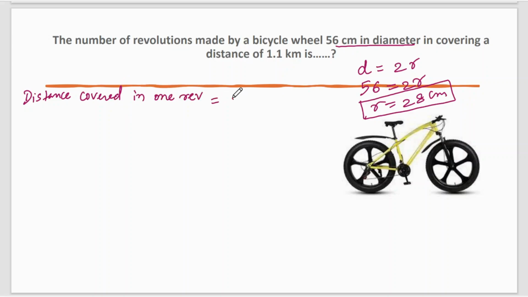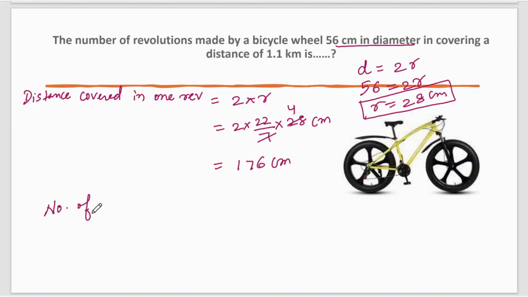Distance covered in one revolution is equal to 2 pi r. I will get 2 into, taking pi as 22 by 7, and r we have calculated as 28. Now we can cancel out, say 4 times. So it is 176. Now we have calculated the distance covered in one revolution. Sorry, the value is given in centimeter, not in meter, so let me write it as centimeter.